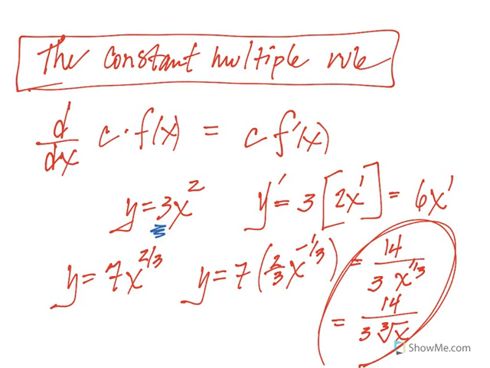So suddenly, deriving has become much, much easier than it was before using the limit process. So that's exactly what this section is all about. All right, just a couple more here. Let's do the sum difference rule.